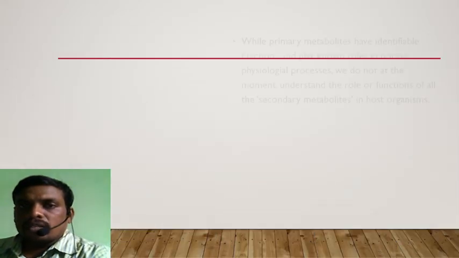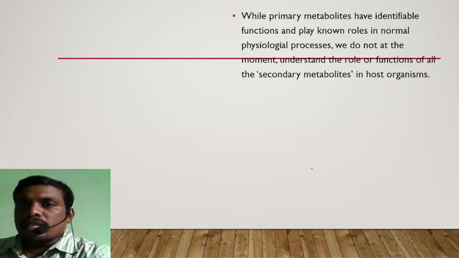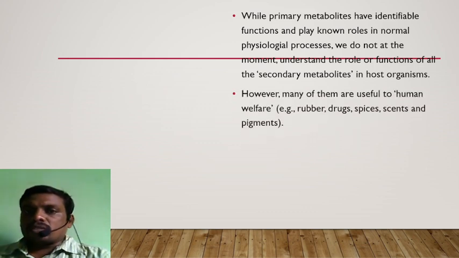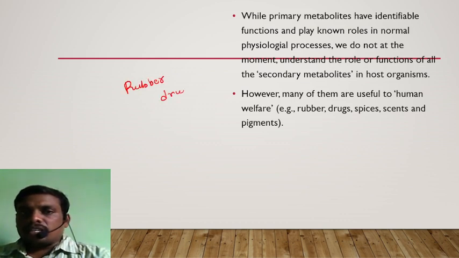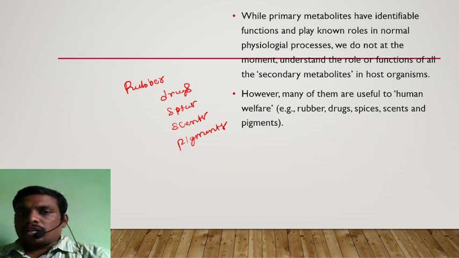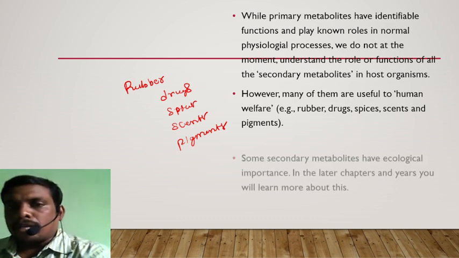Now finally, what I want to say is that primary metabolites have identified functions and play a role in normal physiological functions. However, many of them are useful for the welfare of human beings. Let us take rubber. Rubber is very essential. Drugs are very essential. Spices help in cooking. Scents help in perfumery, and pigments help in coloring, etc. All these are secondary metabolites.